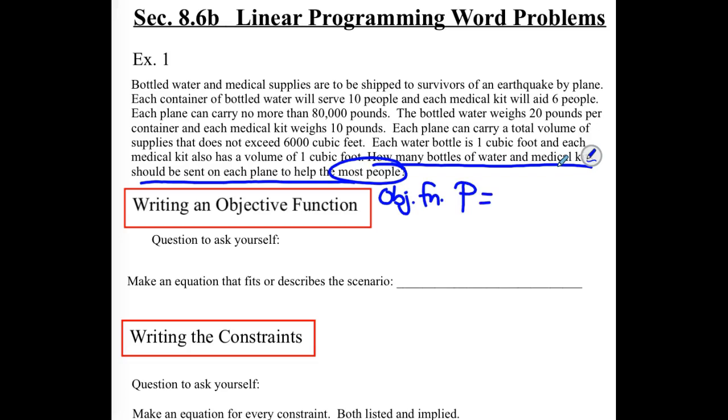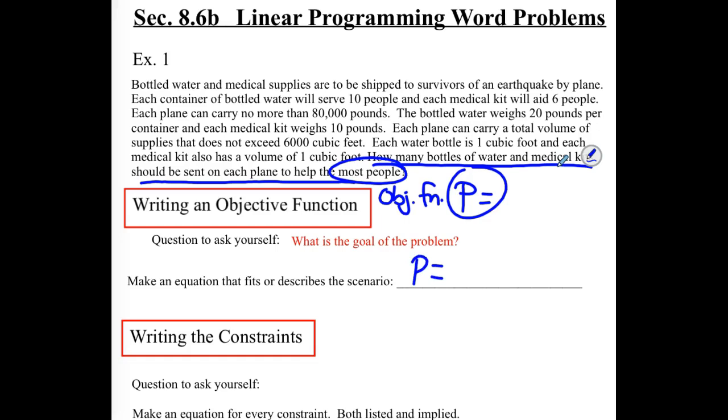Okay? When we look at our objective function, that's basically trying to answer that question of what is the goal of the problem. The letter that you use here, I put P. You can use any letter you want. I try to make it stand for something in terms of the context of the question. So the number of people that we can help.